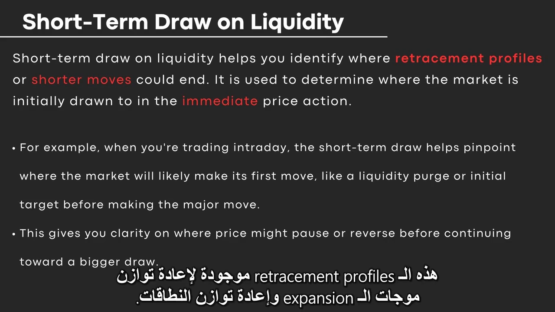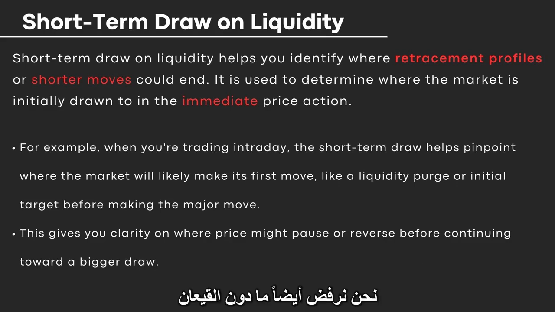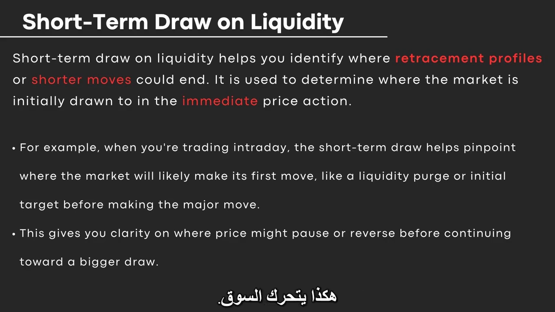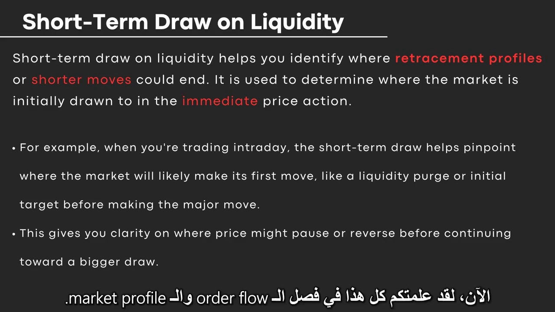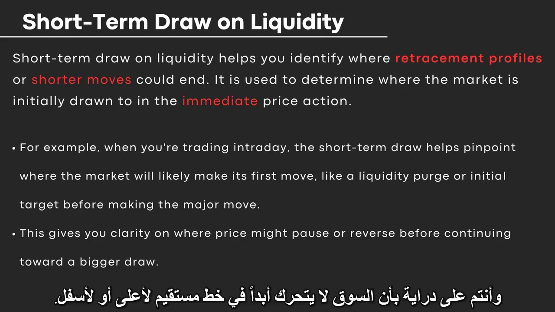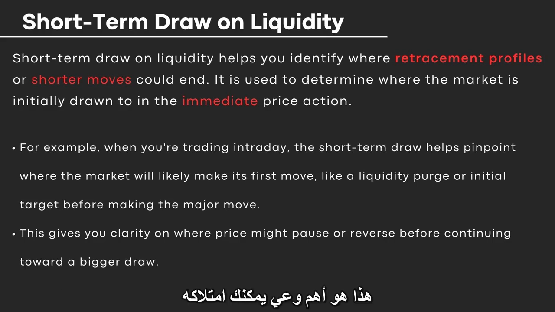These retracement profiles are there to rebalance the expansion swings and to rebalance the ranges. We also reject below lows in a bullish institutional order flow to take out counter liquidity and to generate new one before moving higher, right? That's how the market moves, and that's how the market dynamics work. Now, I've taught you all of this in the order flow and market profiles chapter, right? And till now, I'm sure you've learned it and you're aware that the market never moves in a straight line up or down, right? This is the most important conscious thought that you can have in your analysis.